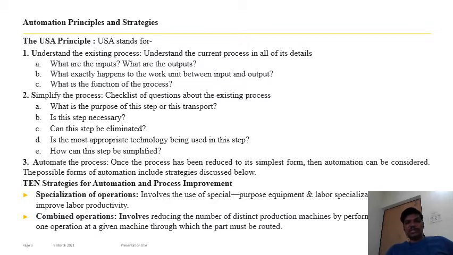So first is specialization of operations. The name itself is very simple to understand. Combined operations: you have to involve 2-3 operations in one machine, in one setup, so that you are saving time, saving setting time, saving manufacturing lead time, so that you are manufacturing the product in minimum time, thereby saving time and saving money. Money saved is money earned, time saved is money earned in industry. So that is directly correlated.